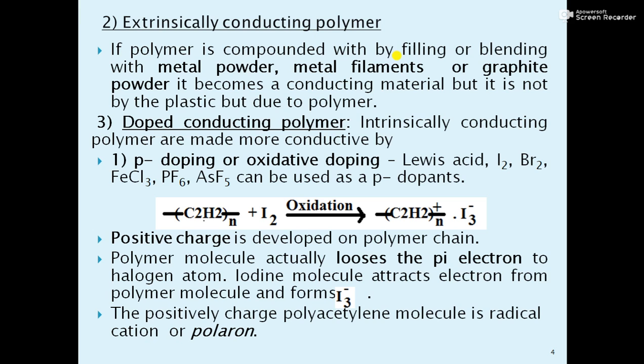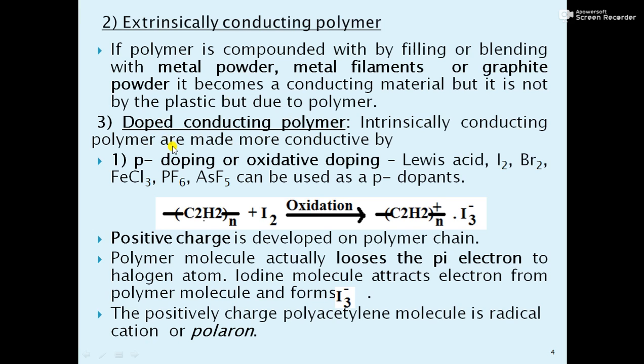Now, the third is the doped conducting polymer. What is doped conducting polymer? The ICP, intrinsically conducting polymer, possesses low conductivity, but their conductivity can be improved by creating positive or negative charge on the polymer by oxidation and reduction. This process is called doping. That's why these polymers are called doped conducting polymers.